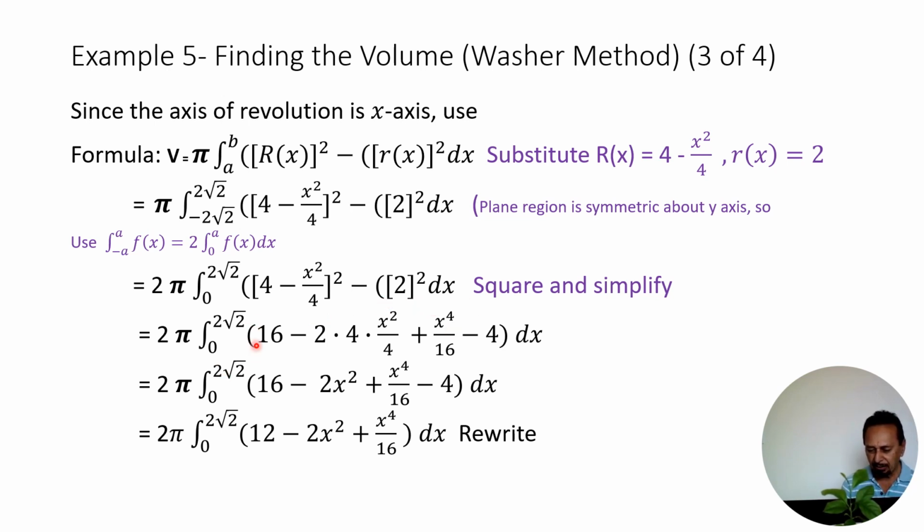Now we square this one, so 4 squared is 16, and the formula says you multiply these two and double it, so 2 times 4 times x squared over 4, plus the square of x squared over 4 is x to the 4 over 16, and the square of 2 is 4. Okay, now we simplify a little. 2 times 4 is 8 over 4, the 4 cancels, so you will have 2. Then your 16 minus 4 is what? 12. Okay, now we rewrite this one.